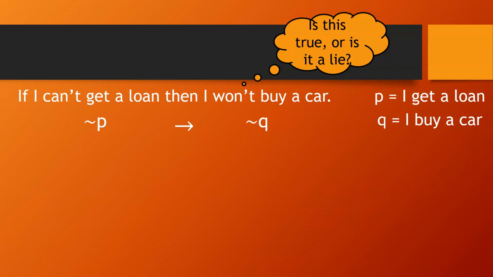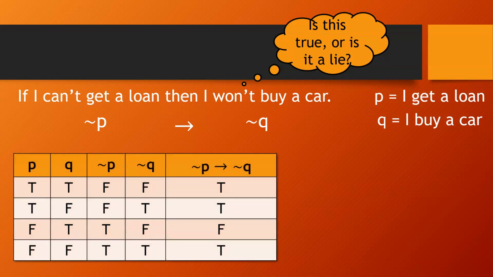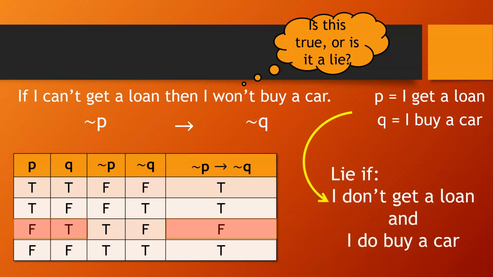So what we'll do is make a truth table for the statement, "If not P, then not Q." Now when we do that, the important thing to look at is the last column in the table. That's called the solutions column. And it tells us under what conditions our statement is true or false. And what we can see is that there's one time when our statement is false. And that's when P is false and Q is true. So what that means is the lie is being told if we don't get a loan, but we do go ahead and buy a car.